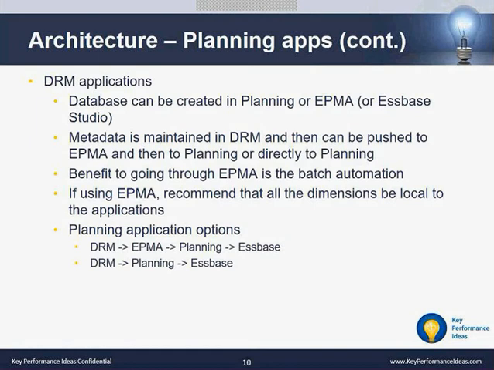In this case, DRM is really your source of your metadata, so this would be the easier approach. So the option, for example, for a planning application is to maintain your metadata in DRM and then push that to EPMA and then to planning and Essbase, or if you choose to skip the EPMA step, you can go from DRM to planning to Essbase, but that integration between DRM and planning you would need to build yourself, versus if you go through EPMA, you can utilize the batch processing that's already built by Oracle.